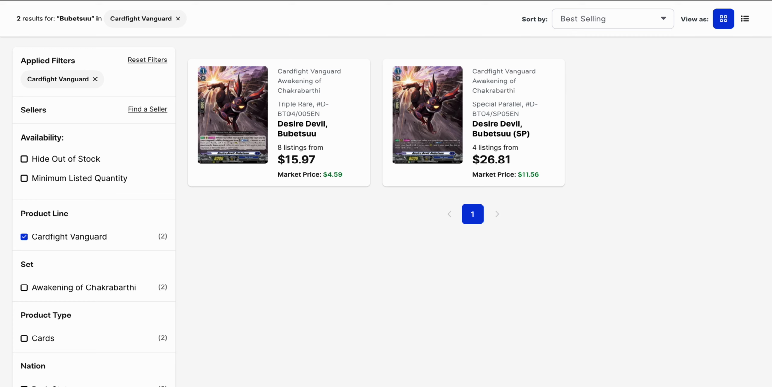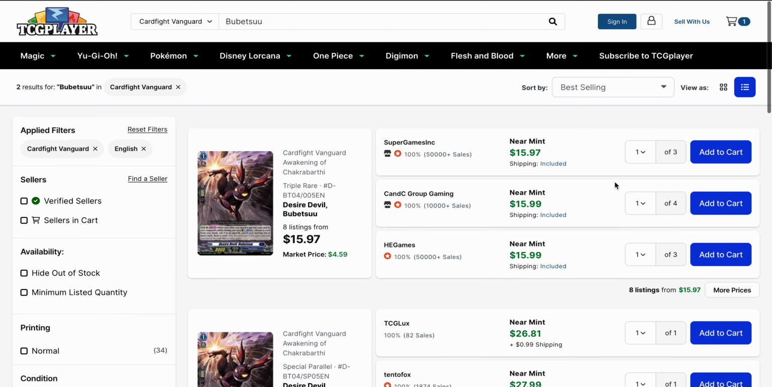I still hadn't covered this on stream yet, but Bubetsu also went up in value at $16 for its triple rare with a market price of 5-ish. And then the SP is currently at $26.81 for its base price with a market price of $11.56. But both of them have less than 10 listings remaining.